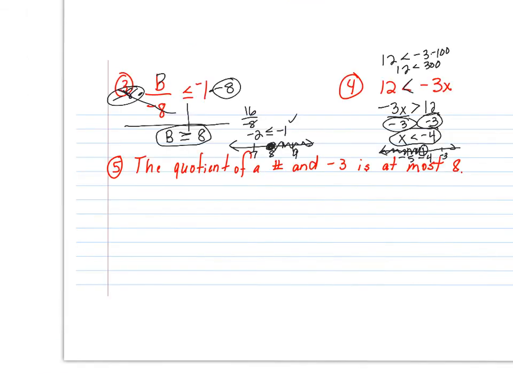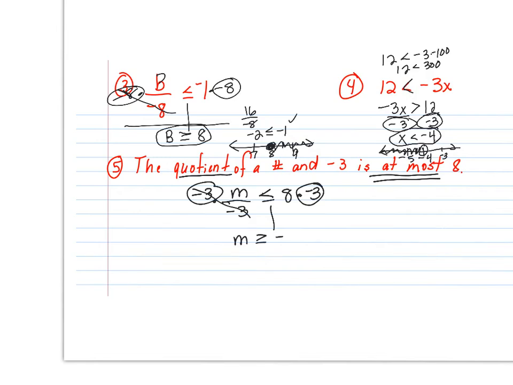The next one says the quotient of a number and -3. Quotient means to divide. A number, we don't know, I'll call it m, divided by -3 is at most. So can it be bigger? No, it sure cannot be. It can be at most, so it's going to be less than or equal to 8. Solve it the same way. Multiply both sides by -3. Ding, ding, ding. We multiply both sides by -3. Switch your inequality. M is greater than or equal to -24.